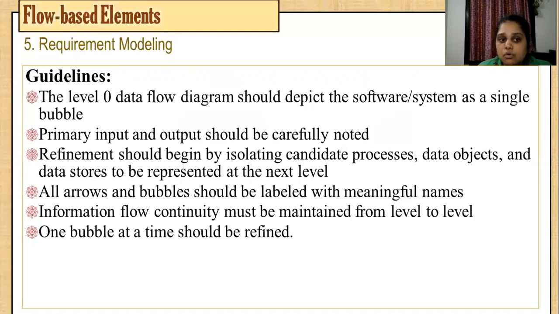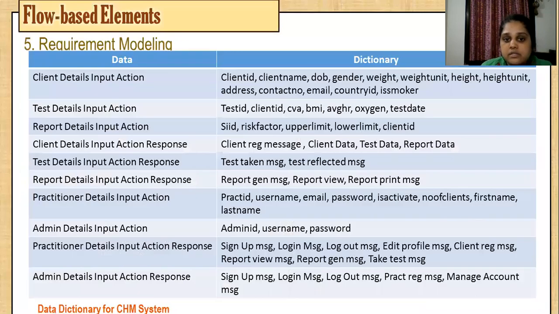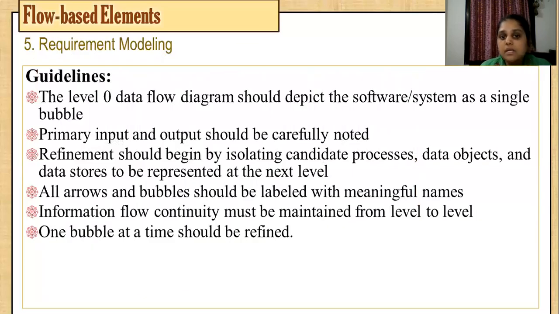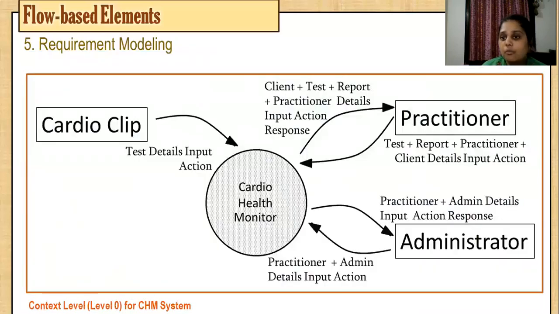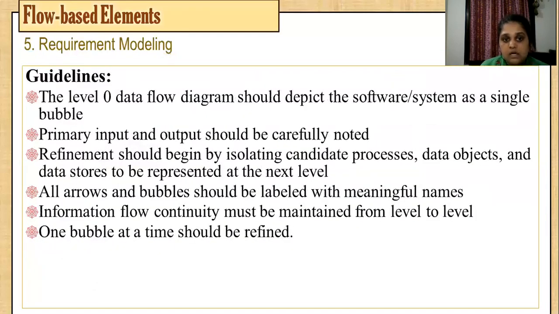At level 0, your system should be depicted as a single bubble, which we have already done. This is a single bubble. Next, primary input and output should be carefully noted. So here we have shown the primary input and output from practitioner, administrator and cardiac. Next, refinement should begin by isolating candidate process, data objects and data stores to be represented at next level. So in short, your level 0 should be abstract and decomposition or detailing should start from the next level.